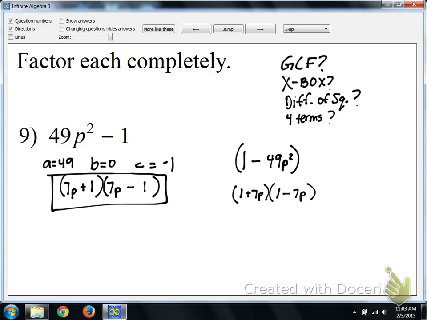The first problem says 7p plus 1. This one says 1 plus 7p, which is the same thing, right? But look at the second one. 7p minus 1. This one is saying 1 minus 7p. Is that the same thing? No, it's totally different, okay?